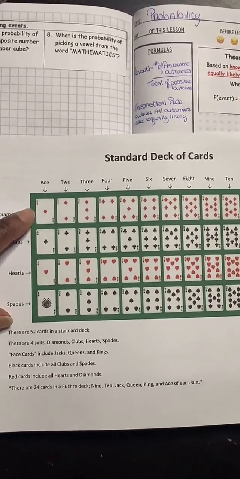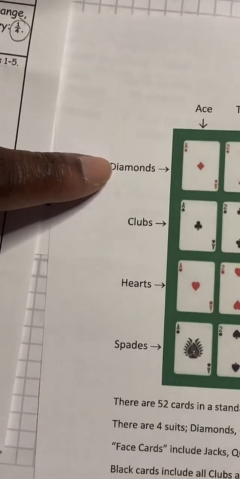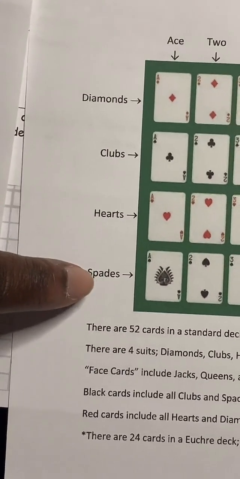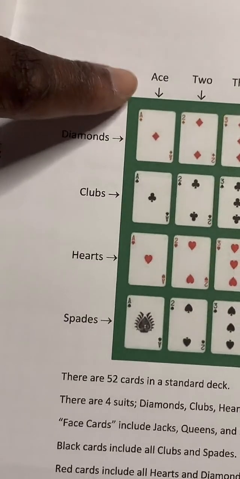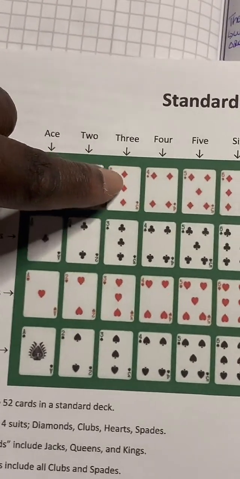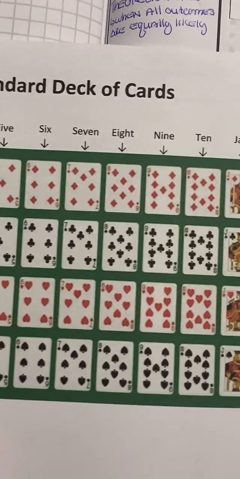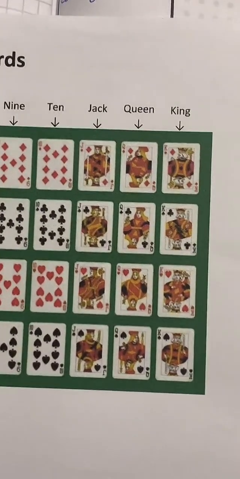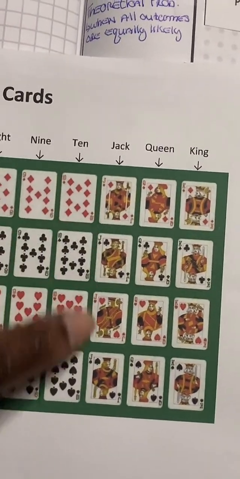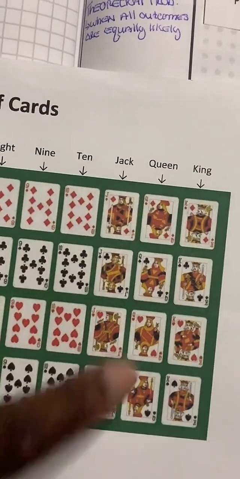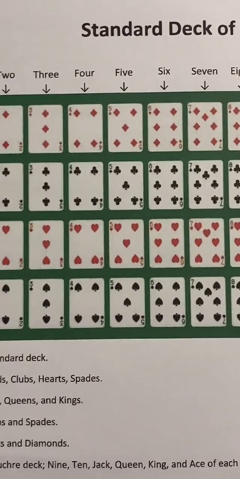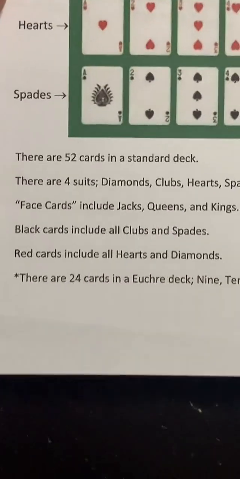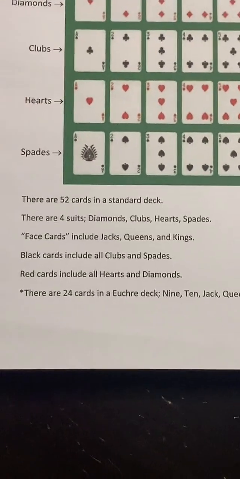So, a deck of cards has different suits: diamonds, clubs, hearts, and spades. And you have aces, twos, threes, fours, fives, sixes, sevens, eights, nines, tens. Then you have your face cards, which are jacks, queens, and kings. In a standard deck, there are 52 cards.